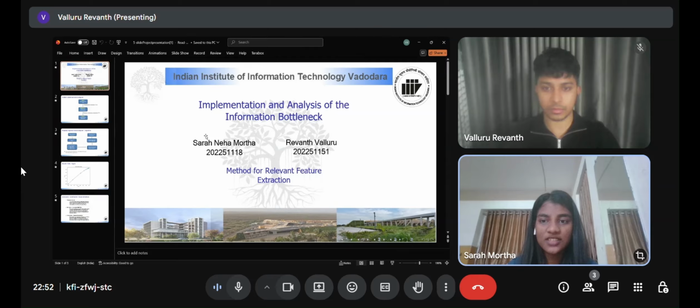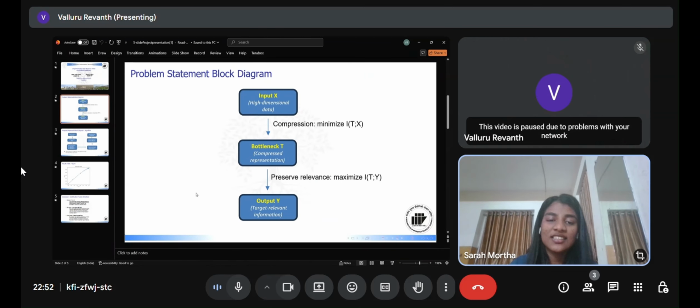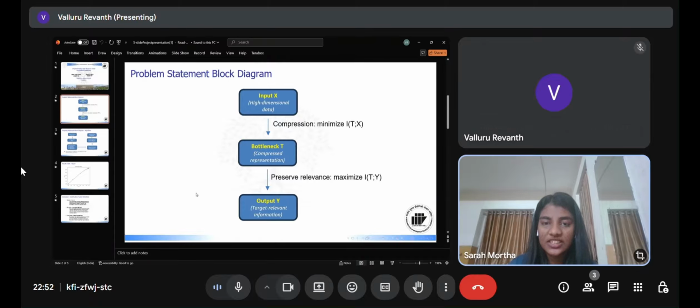So today we're going to start with the problem statement block diagram. Here we take the input x. We start with the input variable x, which is high-dimensional data, and the aim is to compress this data by finding a simpler representation t. This happens by minimizing the mutual information between t and x, meaning t should retain as little unnecessary detail from x as possible. Bottleneck t. T becomes the bottleneck, the compressed representation.